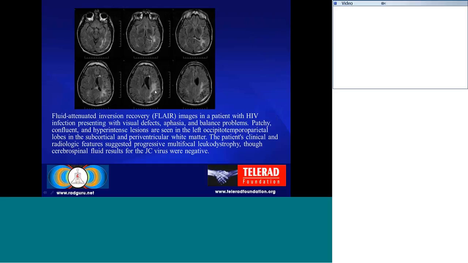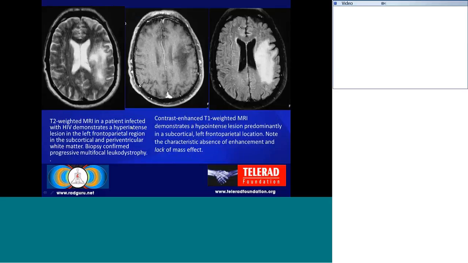There is a white matter abnormality involving the parieto-occipital lobes, and there you can see that the subcortical U fibers are involved here. This is diagnosed as progressive multifocal leukoencephalopathy. Whenever you diagnose PML, you should always send a CSF analysis for JC virus, but in this case it was negative.